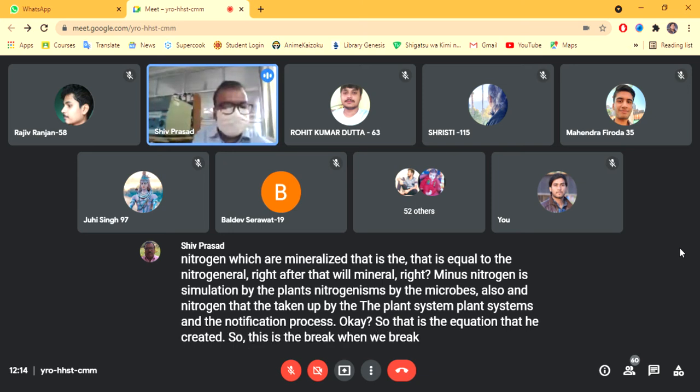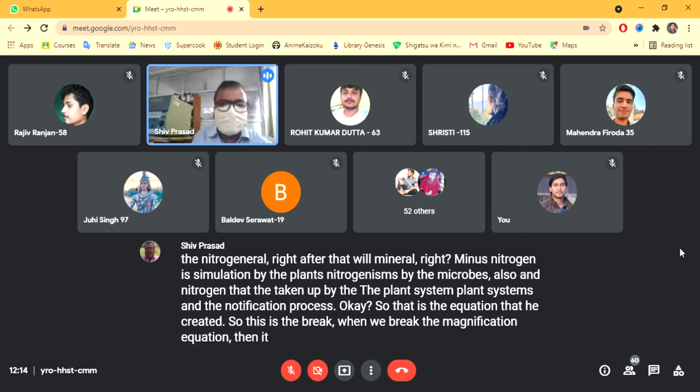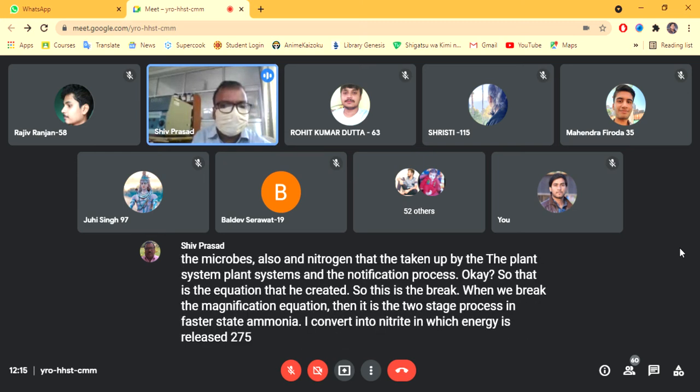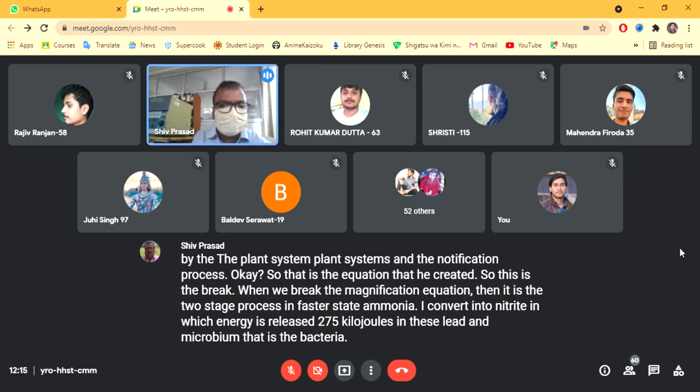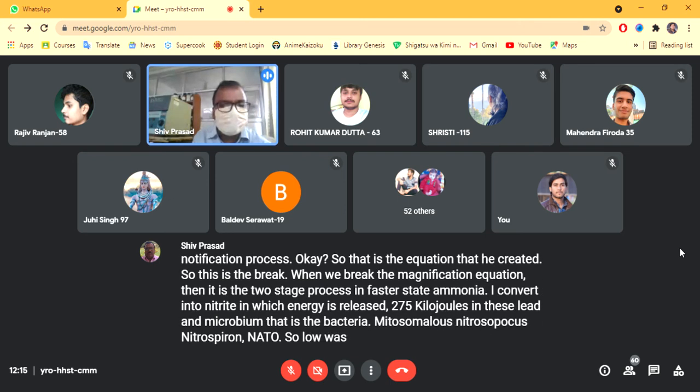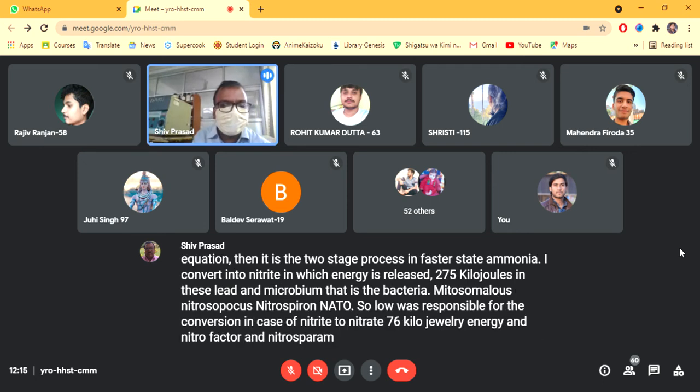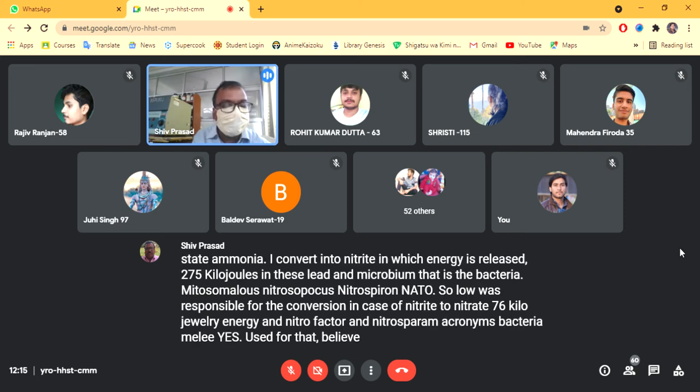When we break down the nitrification equation, it is a two-stage process. In the first stage, ammonia is converted into nitrite, in which 275 kilojoules of energy is released. The bacteria Nitrosomonas, Nitrosococcus, Nitrosospira, and Nitrosolobus are mainly responsible for the conversion. In the case of nitrite to nitrate, 76 kilojoules of energy is released, and the bacteria Nitrobacter and Nitrospira are mainly responsible for the conversion.